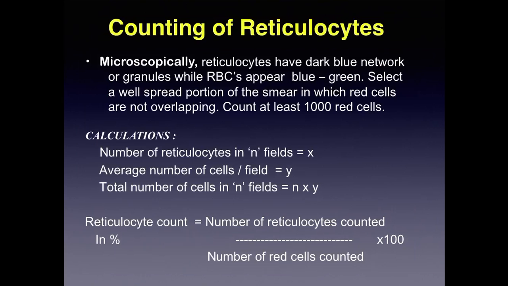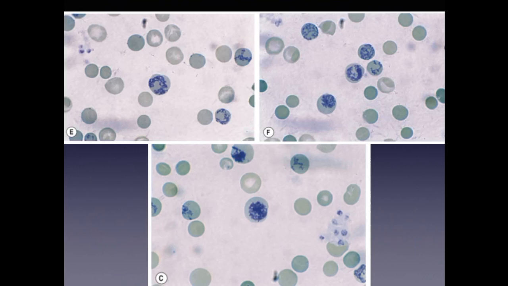Once it is examined under the microscope, reticulocytes have a dark blue network or granules, while RBCs will appear bluish green. We need to select a well-spread portion of the smear in which the red cells are not overlapping, and count at least 1000 red cells. Now coming to the calculation of reticulocytes in percentage: the number of reticulocytes counted divided by the number of red cells counted, multiplied by 100, expressed in percentage.